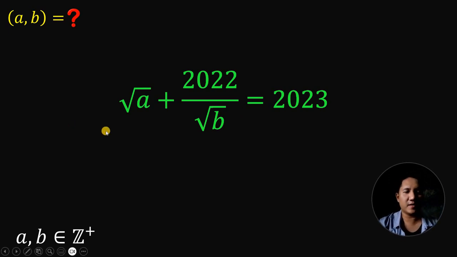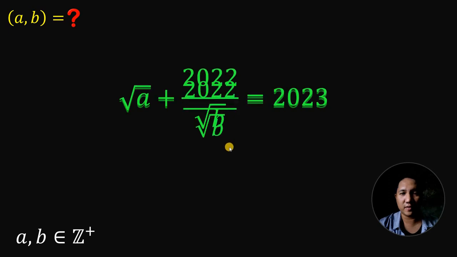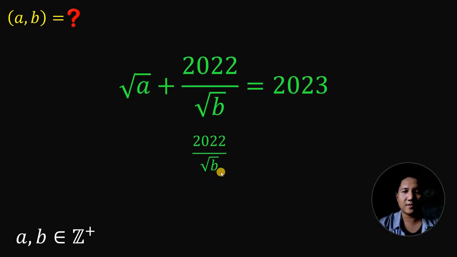So now, our goal here is to solve for the positive values of a, b such that it satisfies this equation: square root of a plus 2022 all over square root of b equals 2023. To answer this question, we need to focus on this term, 2022 over square root of b. Once this term becomes an integer, then definitely we get an integer value for square root of a also.